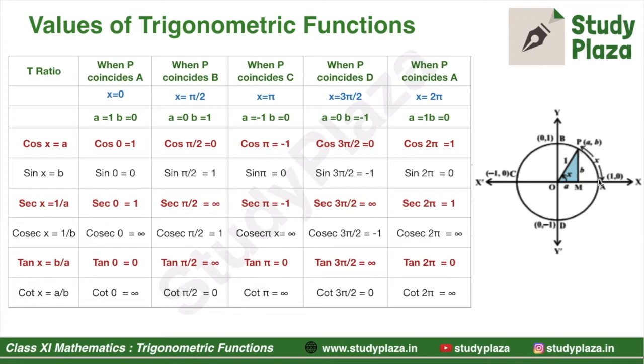When the point P is at A, the angle x is equal to 0 and the value of A, that is the x coordinate, will be 1, and the value of B, that is the y coordinate of point P, will be 0. So as angle x is 0, we will calculate the different trigonometric ratios for angle 0, that is cos 0 is equal to A and is equal to 1. Sin 0 is equal to B, so it will be equal to 0.